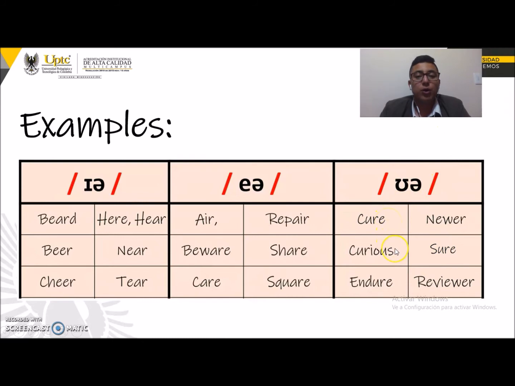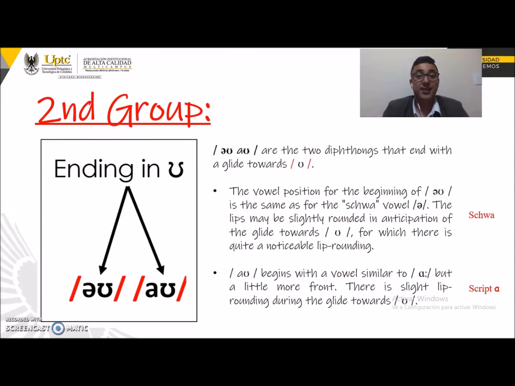Cure, curious, endure, newer, sure, reviewer. Alright, so let's move on into the second group.